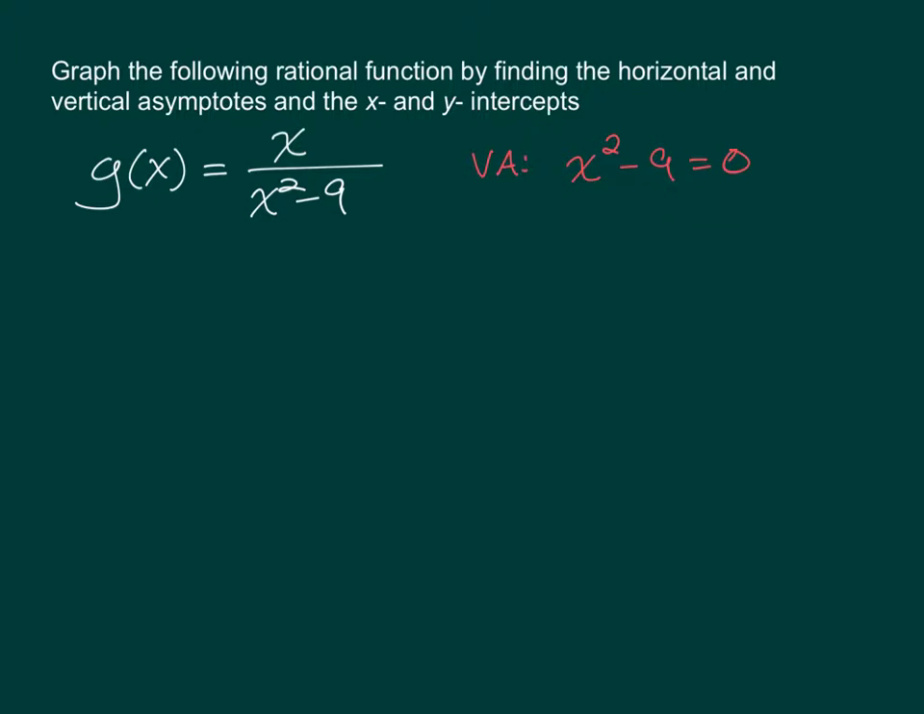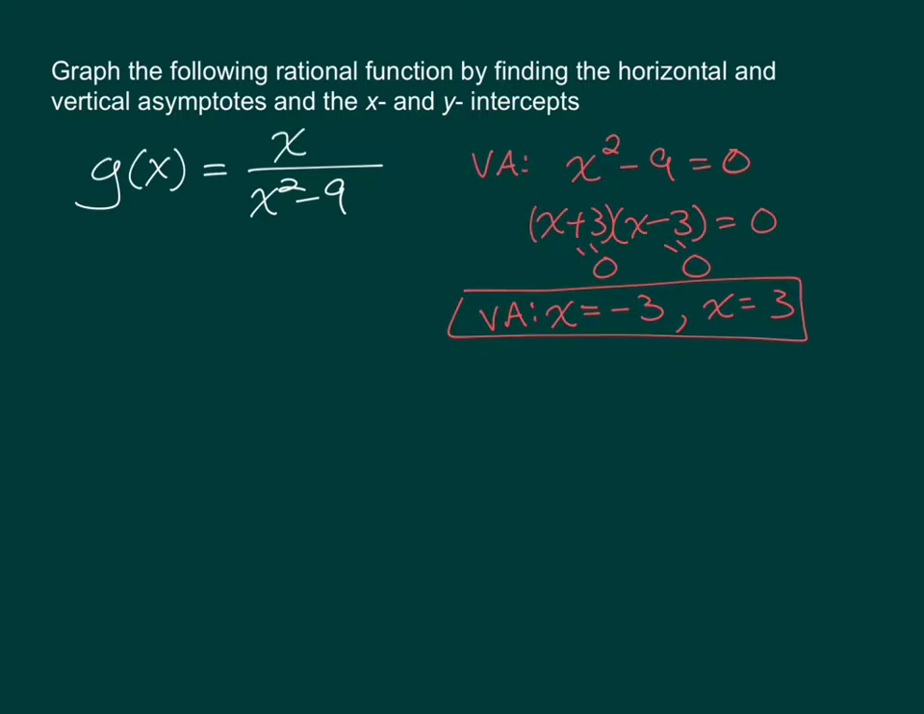This denominator factors into x plus 3 times x minus 3 by difference of squares factoring. And then we can set each of these factors equal to 0 to solve for x and see that x equals negative 3 and x equals positive 3. Those are the vertical asymptotes for this function.